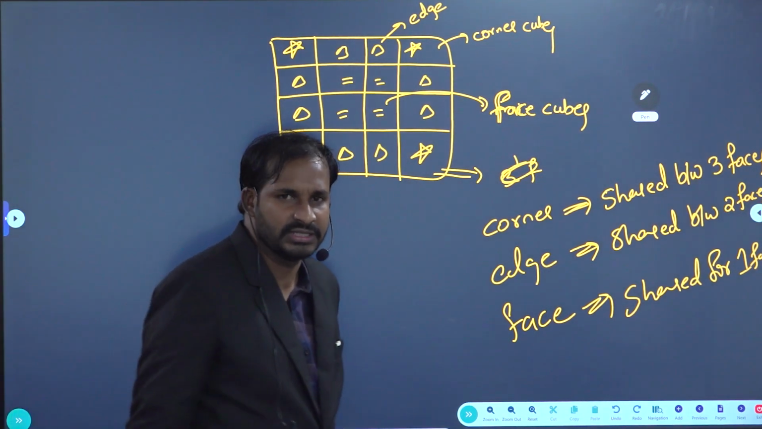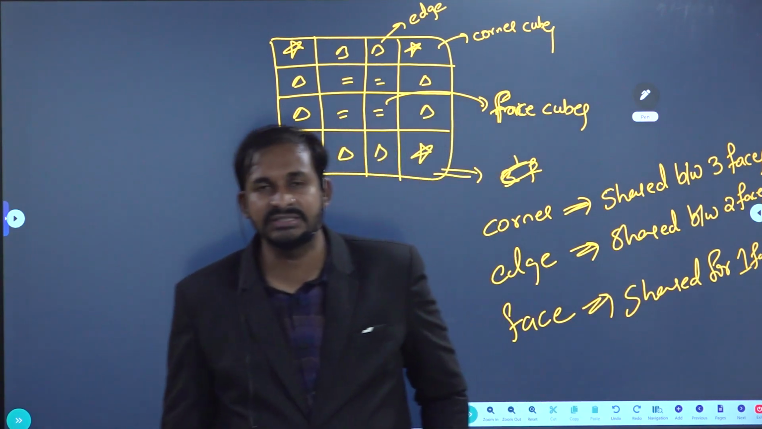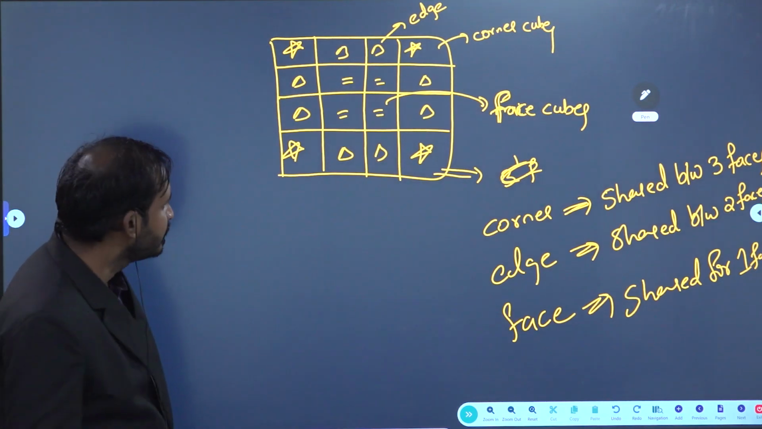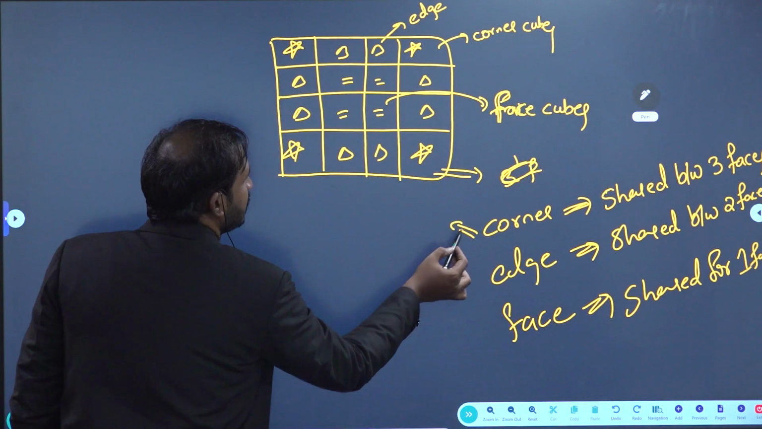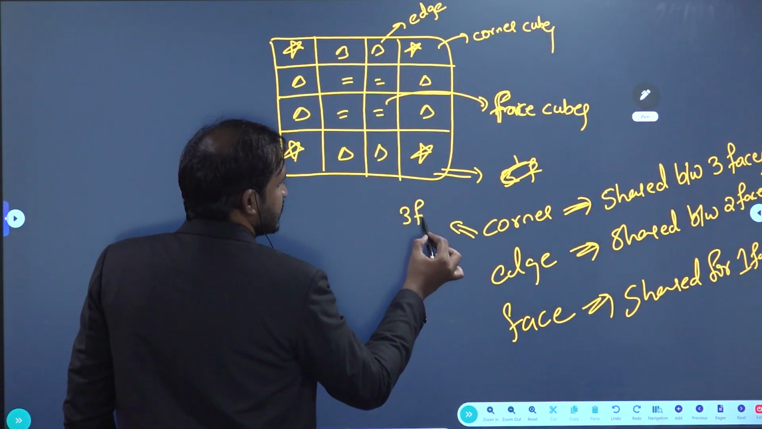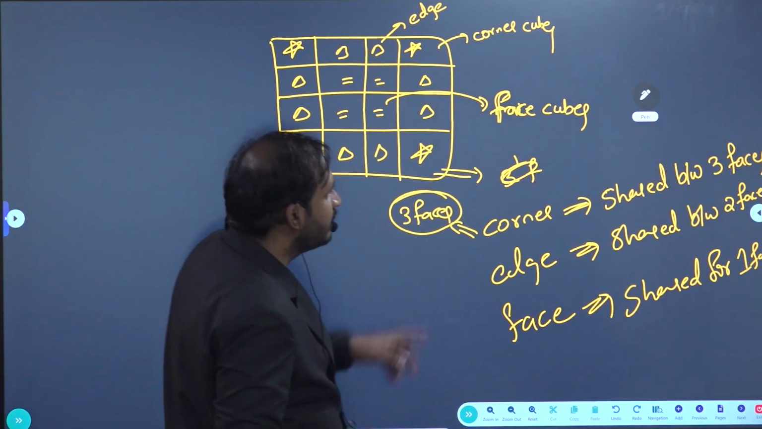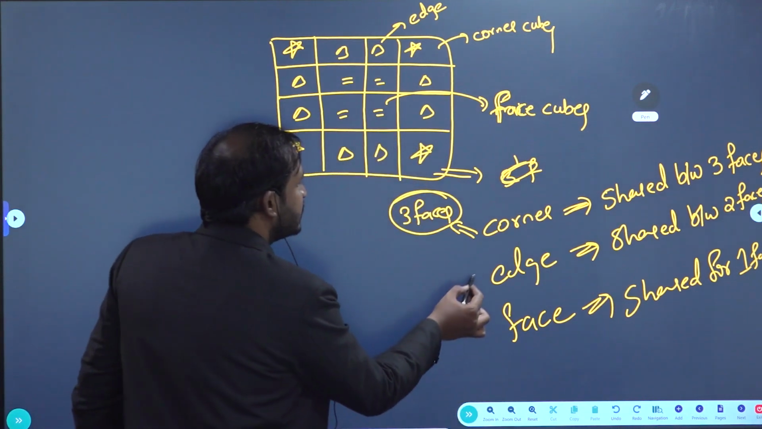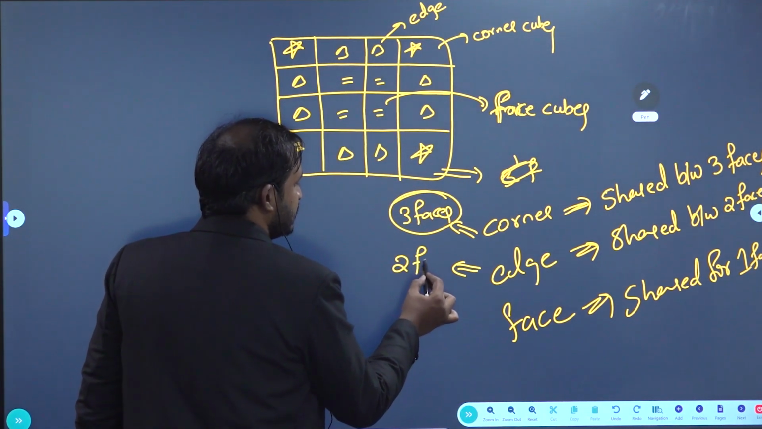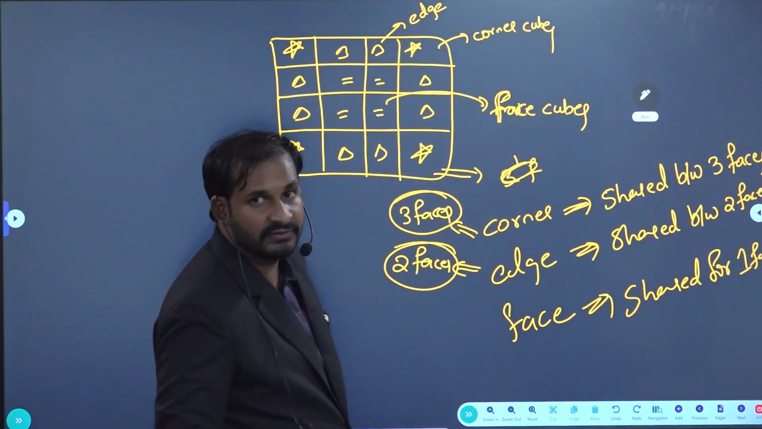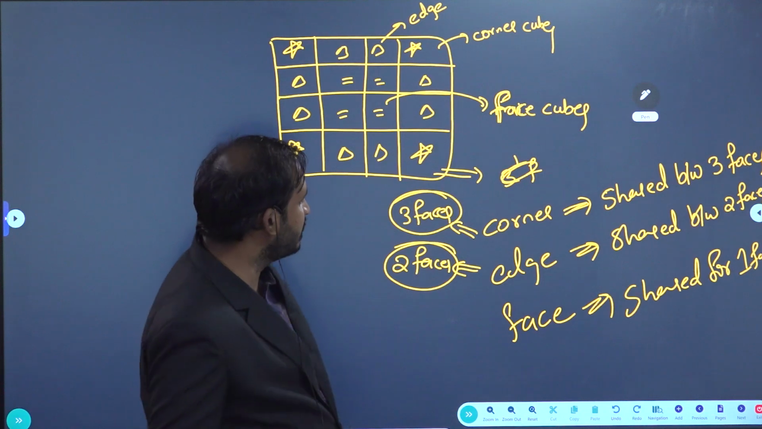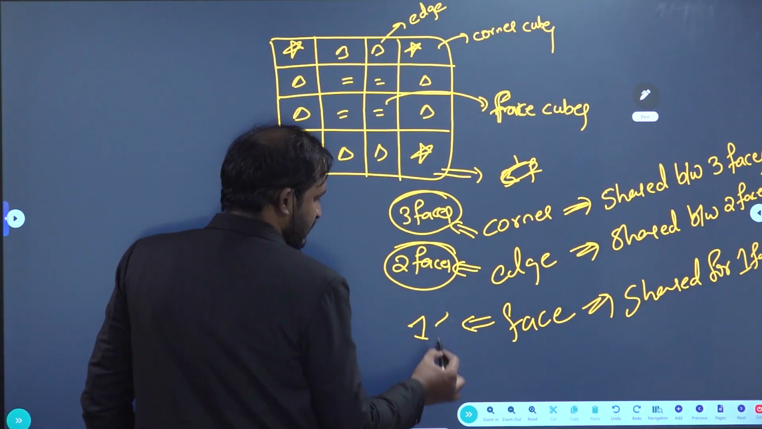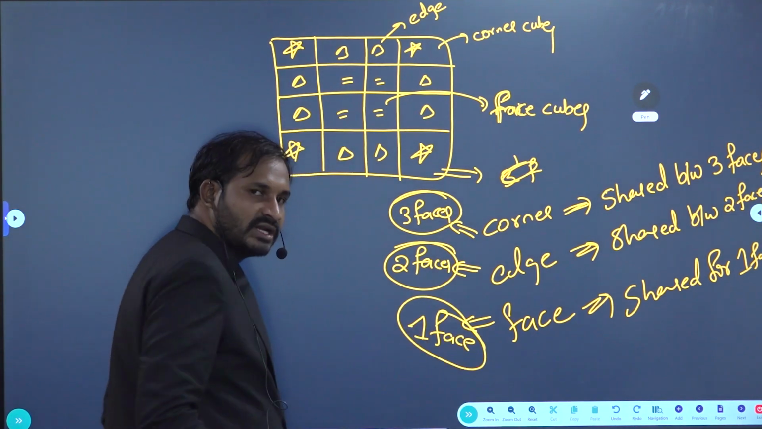Sir, what is the importance? Why? Based on this sharing, see here, when I paint a single color on all the 6 faces of the cube, the corner cubes will get paint on 3 faces. What is the reason? The reason is very simple, because it is shared between 3 faces. The cubes which are present on an edge will get paint on 2 faces, because the edge cubes are shared between 2 faces. And the face cubes will get paint on only 1 face, because they are shared by only 1 face.